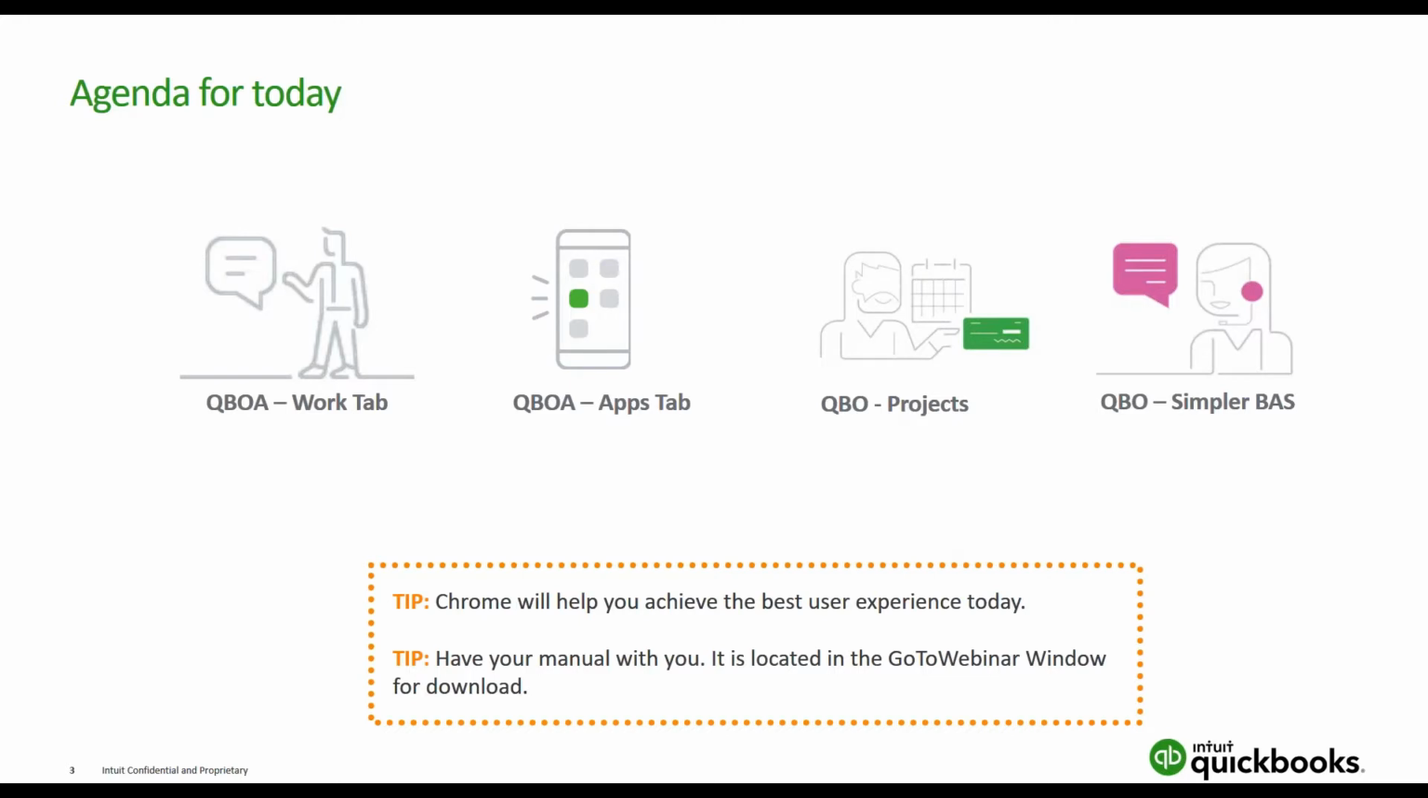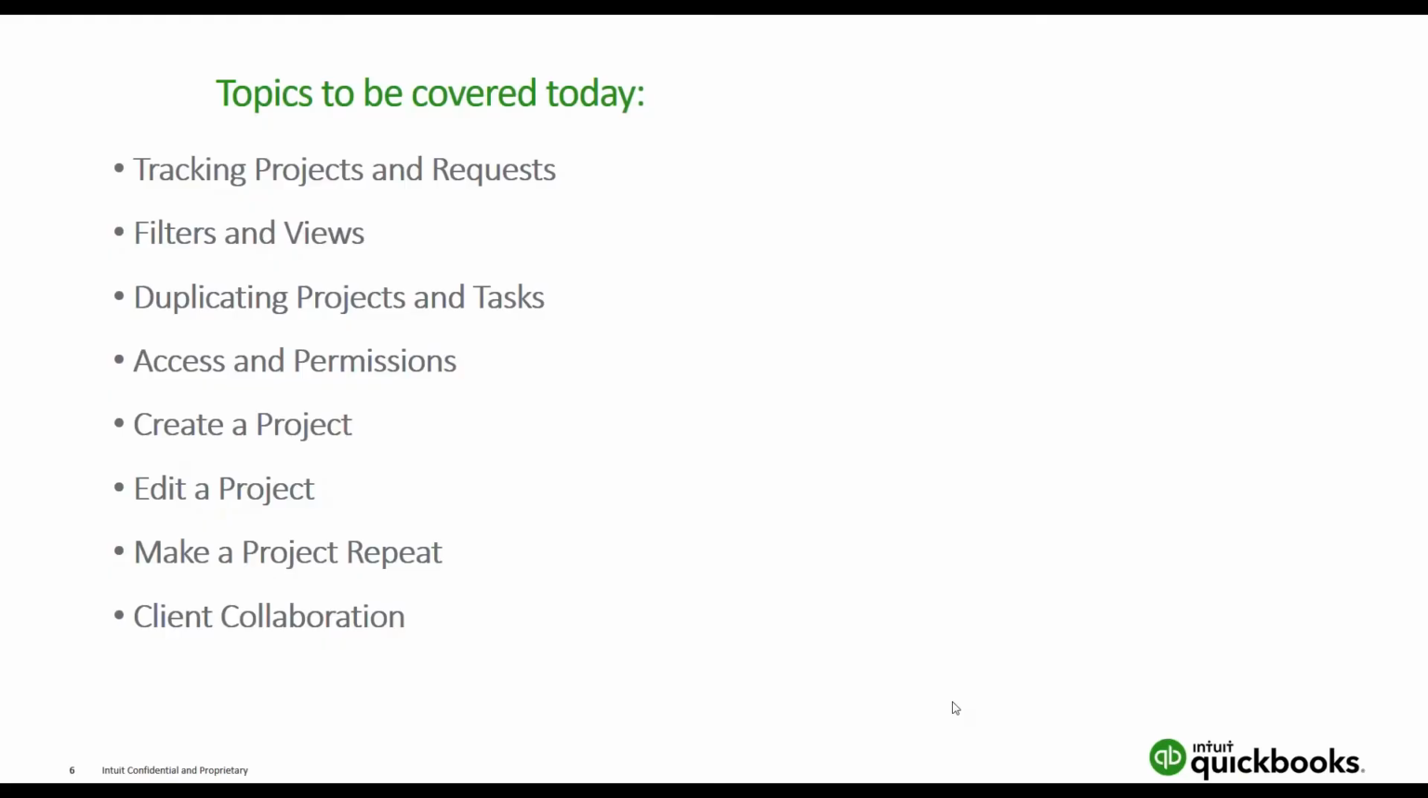So the agenda for today is we're going to go through QBOA Work tab, QBOA Apps tab, QBO Projects, Simpler BAS, and also a couple of extras with the Google Calendar integration in QBO as well. So in the Work tab, we'll go through tracking projects and requests, filters and views, duplicating projects and tasks, access and permissions, create a project, edit a project, make a project, repeat, and client collaboration.